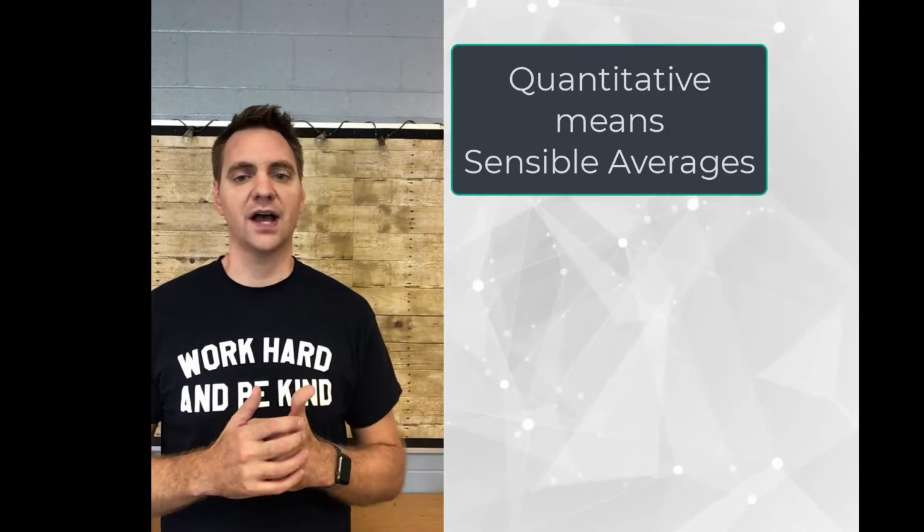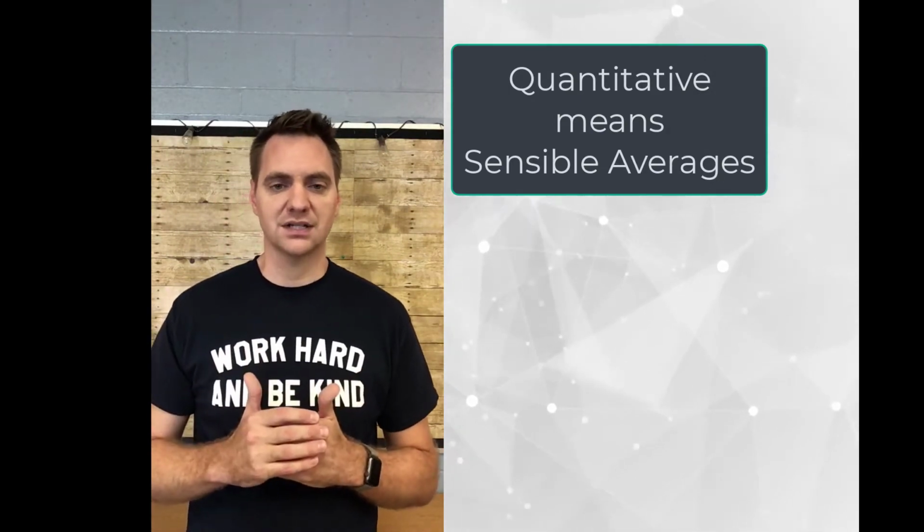Now, the average number of pages in a Harry Potter book is a quantity that has meaning. So that's definitely a quantitative variable. We could look at the amount of time taken to read a Harry Potter book, the number of words, the weight of the book. All of these things have sensible averages. That's what defines a quantitative variable.